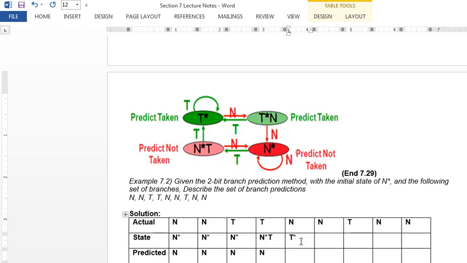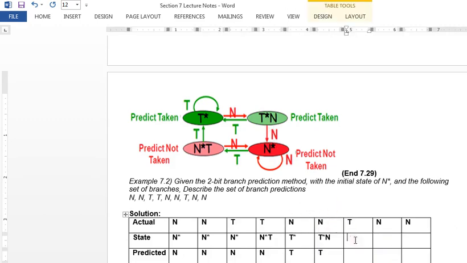Correct. So now we're in the predict taken state. So what are we going to predict? Taken. Were we right? So what does that mean? Where do we go to now? So we're here, T star N. Very good. So here, we're T star N. What do we predict? Were we right? Nope.